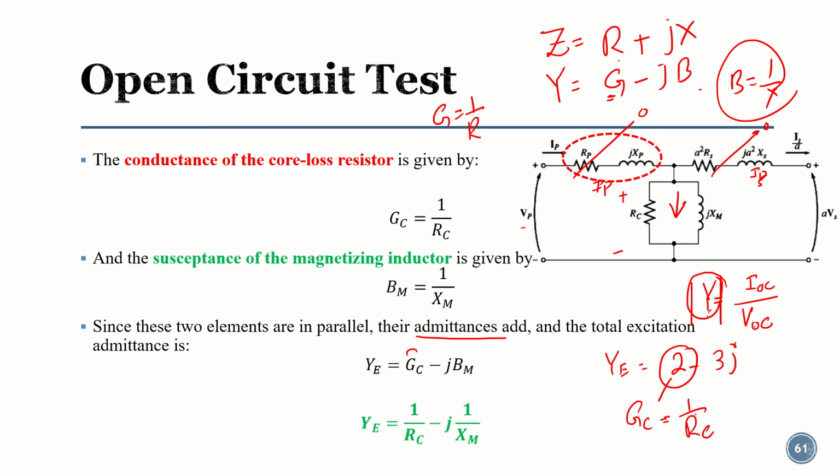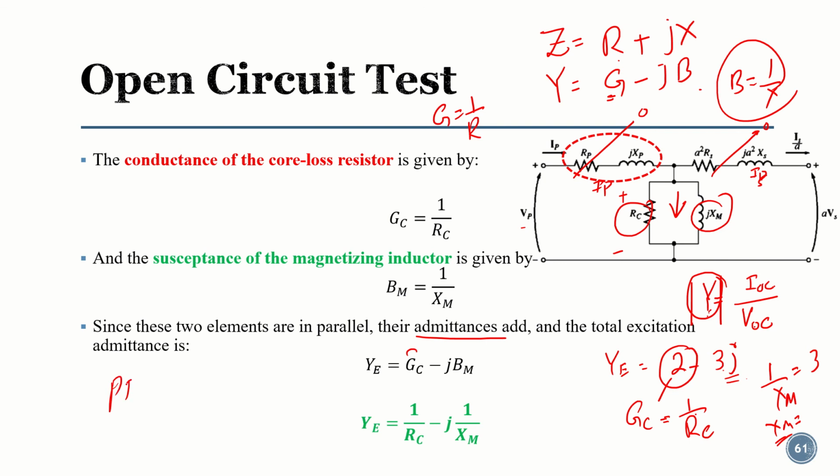So we can find the value of RC from here, and this value is basically representing the susceptance, or this is actually representing 1 over XM is equal to 3, for example. So we can find the value of the XM. So these two component values can be found. This will give us the magnitude, and if we want to find the angle, we can actually find it from the power factor.